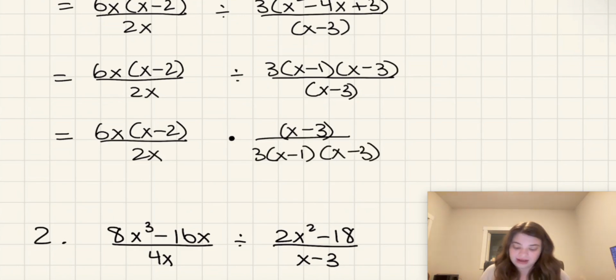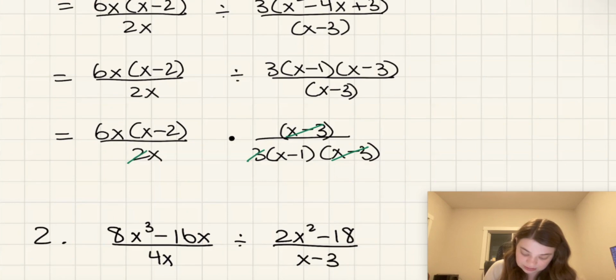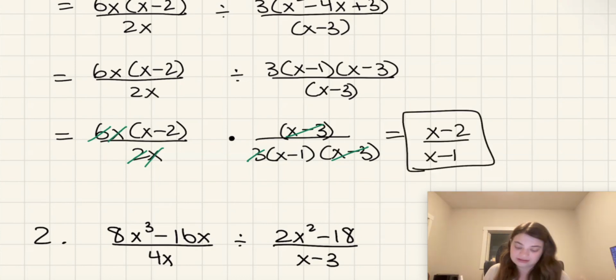Okay, and now we're going to cancel out anything that we are able to. So I'm going to cancel out (x minus 3) and (x minus 3). I'm also going to cancel out 2 times 3 makes 6, so I'm going to cancel the 2 and the 3 out with the 6. I'm also going to cancel this x with this x. And so this leaves us with (x minus 2) over (x minus 1). And that's our final answer.